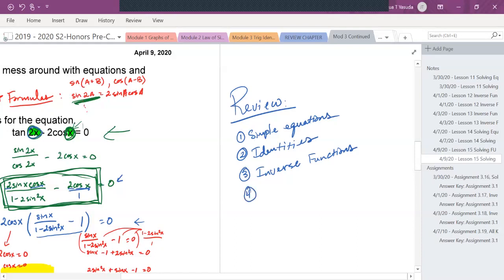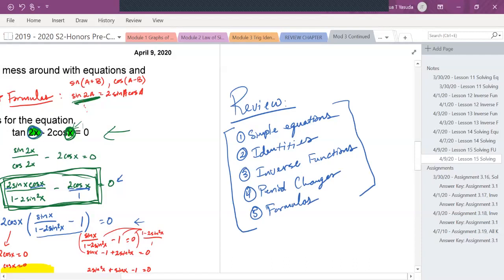And then we did equations where there was a period change, where you had to find period changes in those equations. And then the last would be formulas, so we're now utilizing some formulas. I would say all 5 of these you should know for your test come next week.